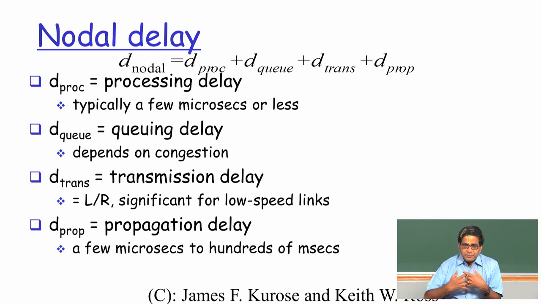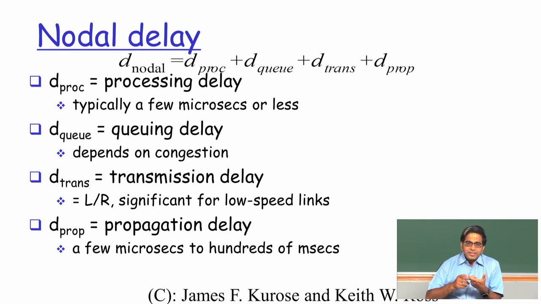So, for example, if my network is very lightly loaded, my queuing delay will possibly be very negligible, because my router buffers are all going to be pretty much free, if not completely free, at least the maximum component of it is free.